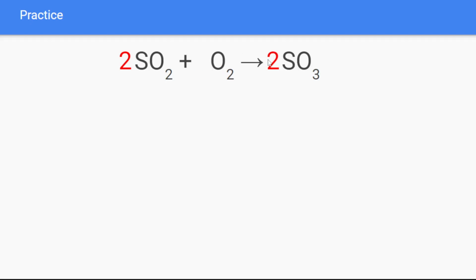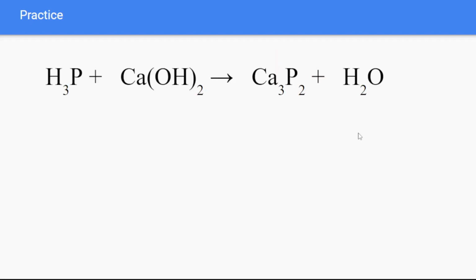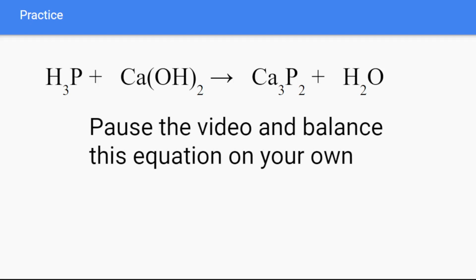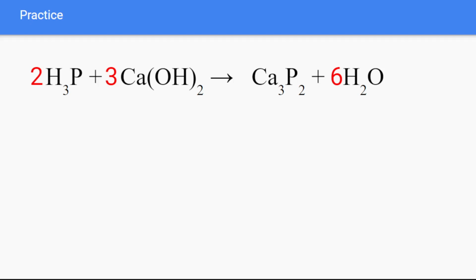What do I have here? 2 sulfur, 6 oxygen. Okay, next, this one's a little bit more complicated. Same thing, pause the video and attempt it on your own. Okay, so we have 2 H3P, 3 CaOH2, and then this stays the same. It's going to be 1 and then 6H2O.